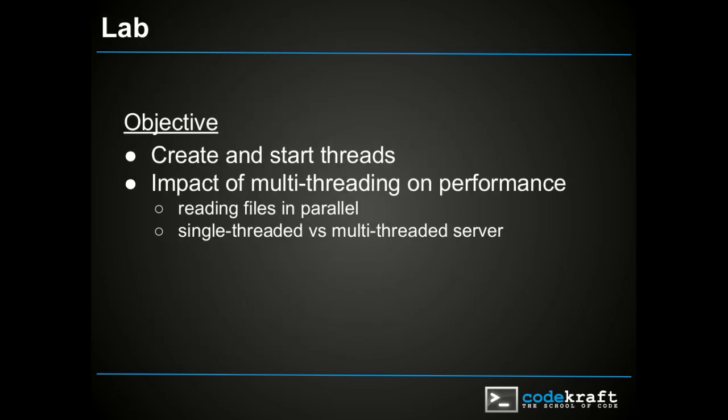Now let's do a quick lab. We have seen how threads are created, so we'll write a small program to create and start threads, and also we will see why we want to do multi-threading, and we'll see the impact of multi-threading on performance. We have two examples here. In one case we will try to read the files in parallel and see if we do it in a multi-threaded fashion, we'll see some performance improvement.